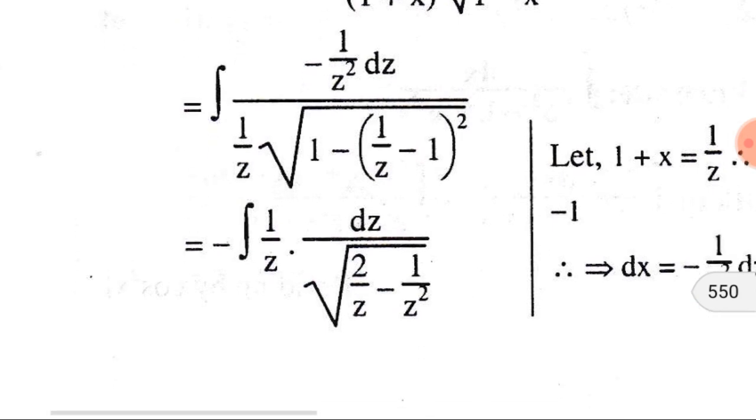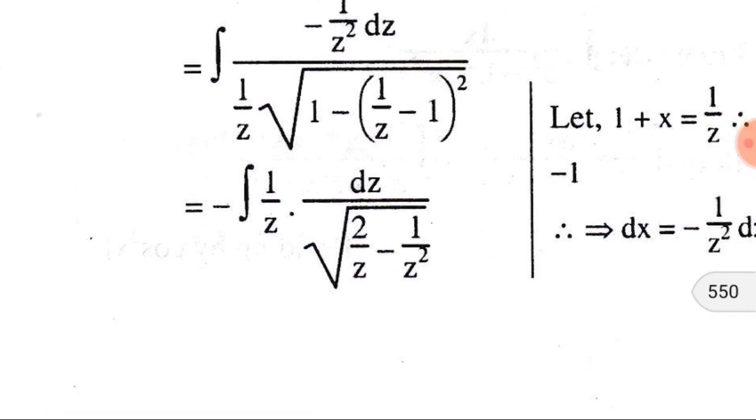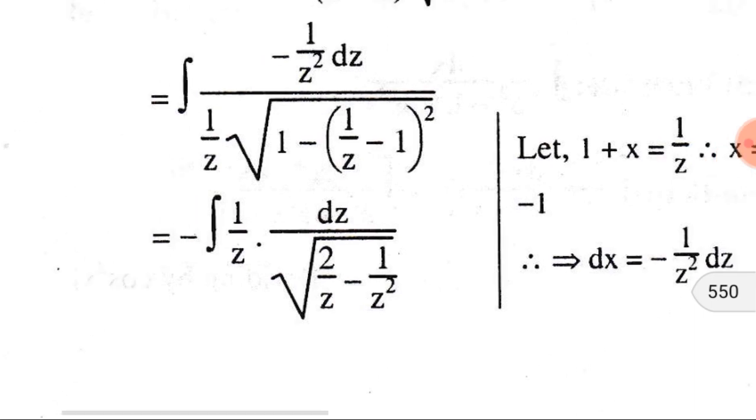the square root of 2 by z minus 1 by z squared. And in place of 1 by z, I write here 1 by z.